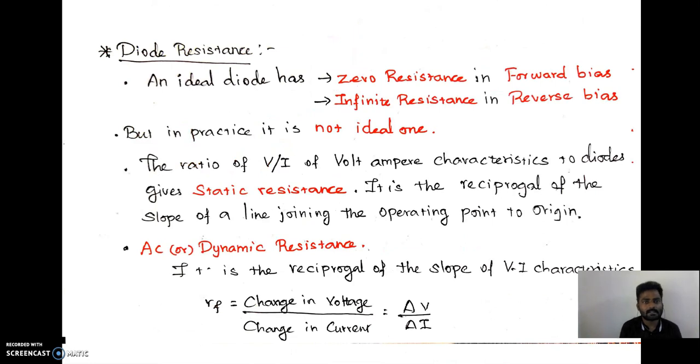And coming to diode resistance, an ideal diode has zero resistance in forward bias and infinite resistance in reverse bias, but in practice it is not an ideal one. So the ratio of total voltage and current of the volt-ampere characteristics of the diode gives the static resistance, and it is the reciprocal of the slope of the line joining the operating point to the origin, whereas the dynamic resistance is the reciprocal of the slope of the VA characteristic. That means it is the ratio of change in voltage to the change in current, whereas static resistance is the ratio of total voltage to the total current.